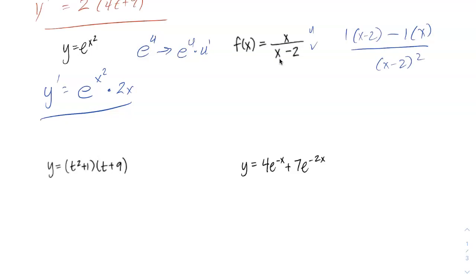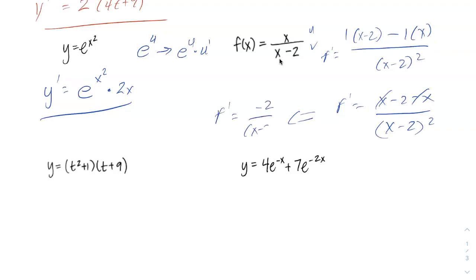Like that, and I can simplify the top a little bit. And I would get, this is f prime would equal x minus 2 minus x, over x minus 2 squared. These cancel. So I get f prime equals negative 2 over x minus 2 squared. Like that.